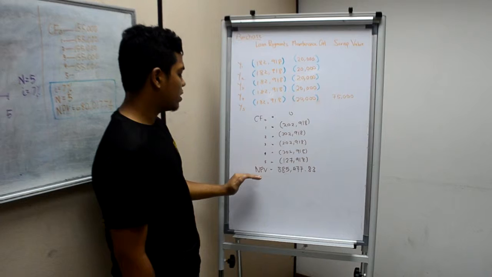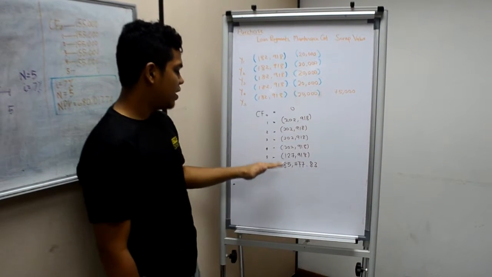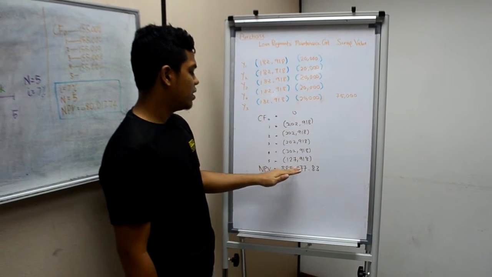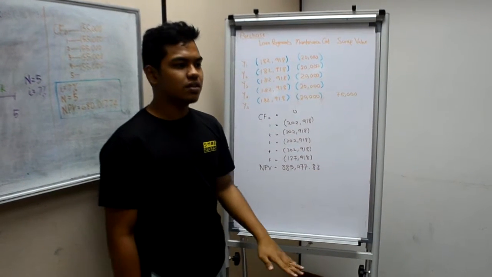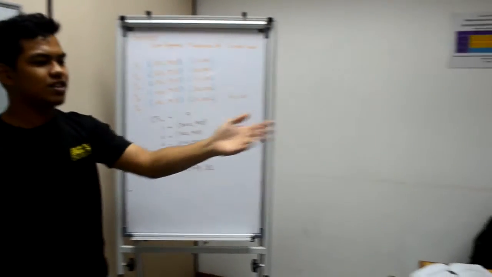137,980. Overall, we calculated and get an NPV of 885,477 and 83 cents. So is there any question? Oh, you have a question?